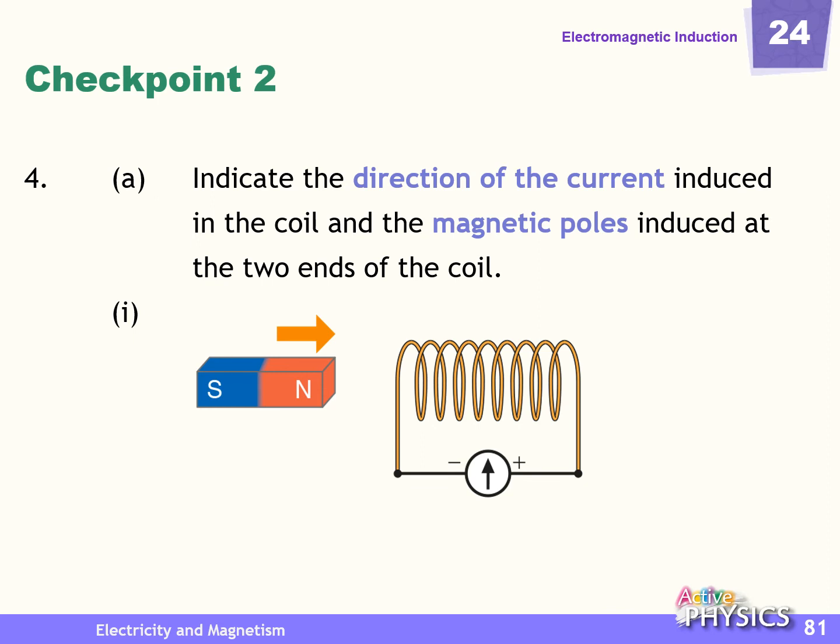Okay, so number 4 indicates the directions of currents induced in the coil and the magnetic poles induced at the two ends of the coil.